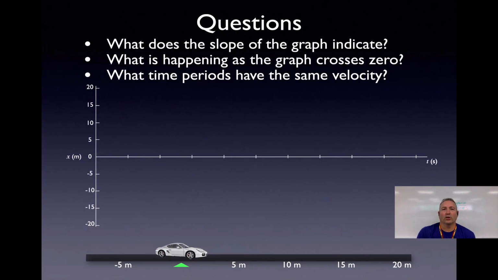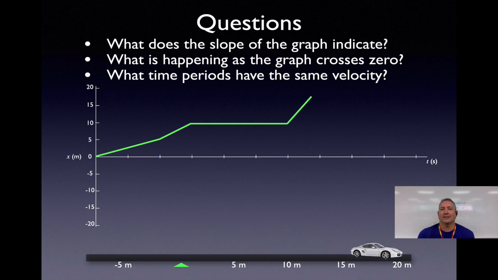All right. So looking at that motion of the car once more, these are questions I'm going to ask you on the quiz at the end of this, or the questions for the video lesson. What does the slope of the graph tell us? What's happening when the graph crosses 0, and what time periods have the same velocity? And how do we tell that? Notice this is not a velocity versus time graph. This is a position versus time graph. How do we know what the velocity is? What's going on with that? So those are some questions you need to be able to answer when you look at a position versus time graph.